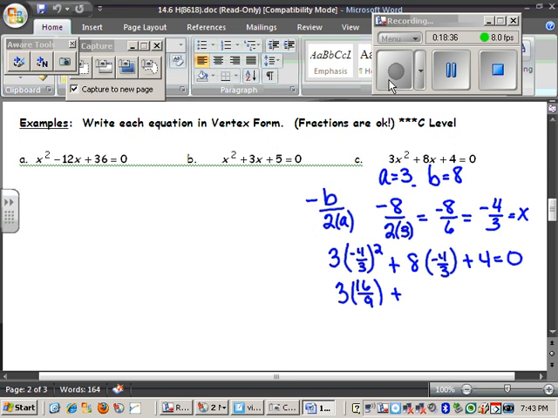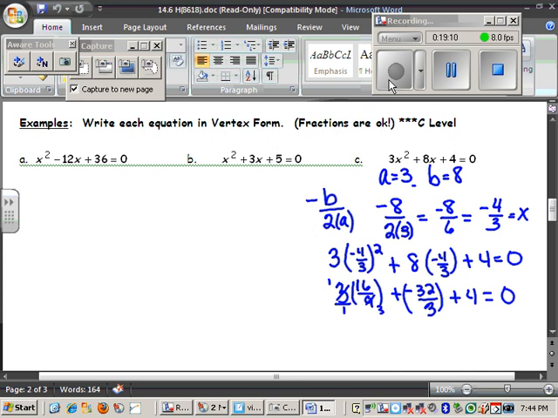And then I have plus 8 times negative 4 would be a negative 32 over 3. And I'm going to put that in parentheses. And then plus 4. All right, so I need to simplify this first fraction with this coefficient of 3. I can actually cross-reduce here. This 3 is the same as saying 3 over 1. So I can divide 3 into both the 3 and the 9. So this will become a 1, and this 9 will turn into a 3.